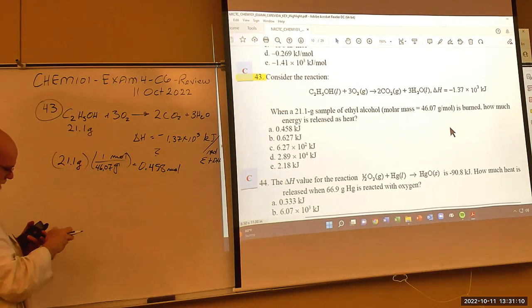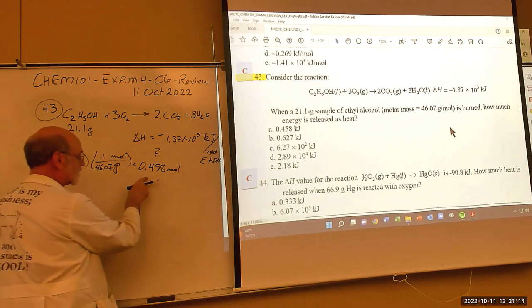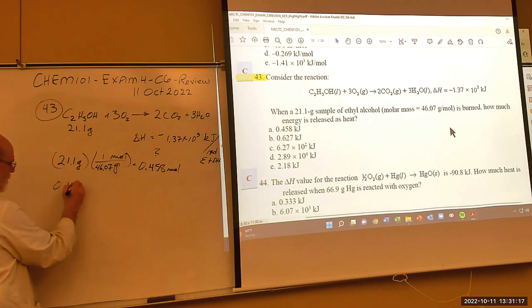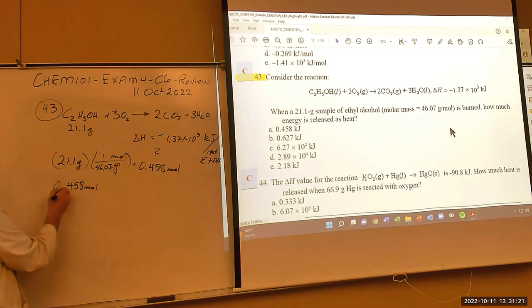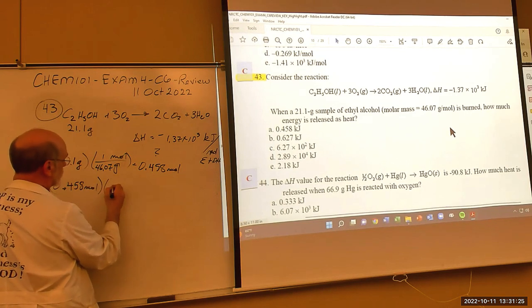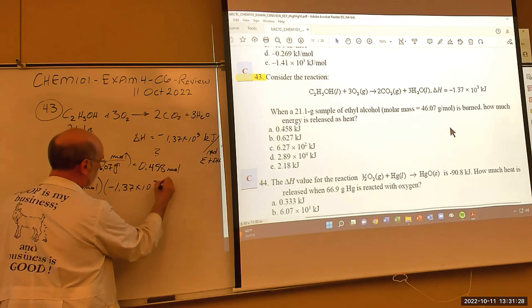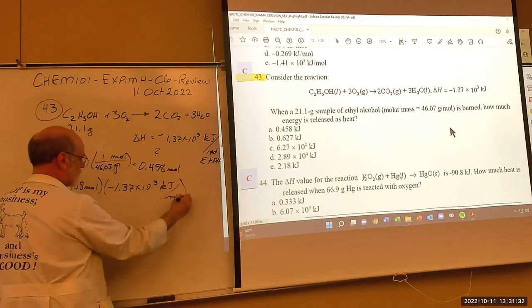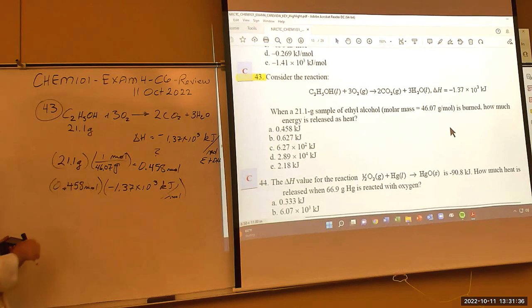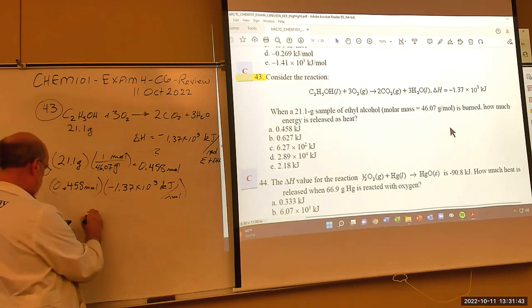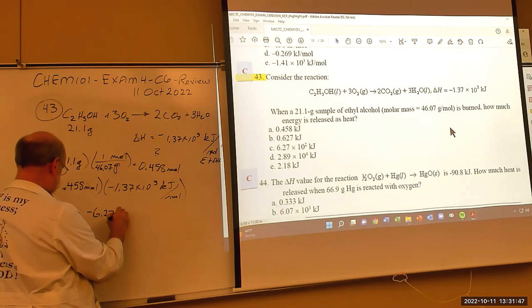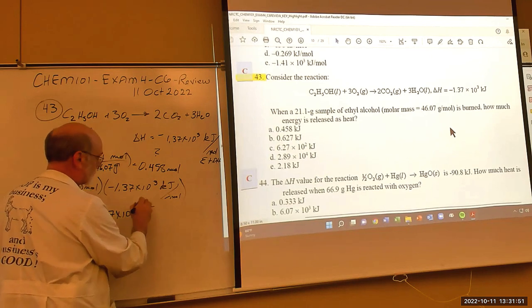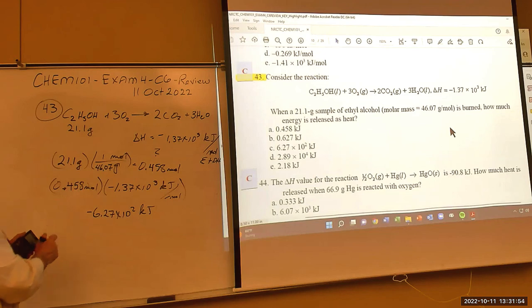Okay, so now it's unit conversion. We're going to take this and convert it to kilojoules. Moles of what? Ethanol. So if we put this one out here, minus 1.37 times 10 to the third kilojoules per mole of ethanol, then all we have to do is multiply that times that. And I get minus 6.27 times 10 to the second kilojoules. Okay. Are you guys calculating the same time I am? Make sure I do it right.